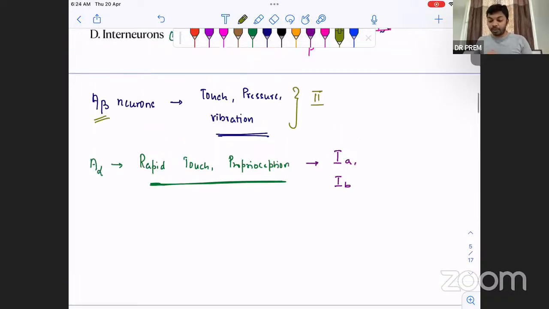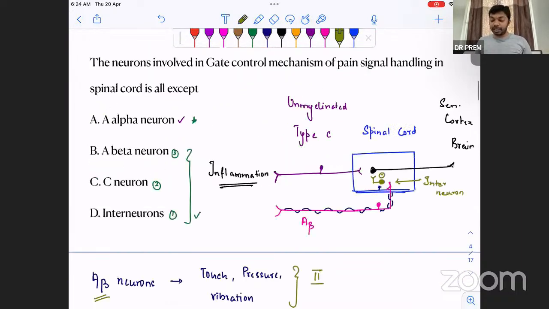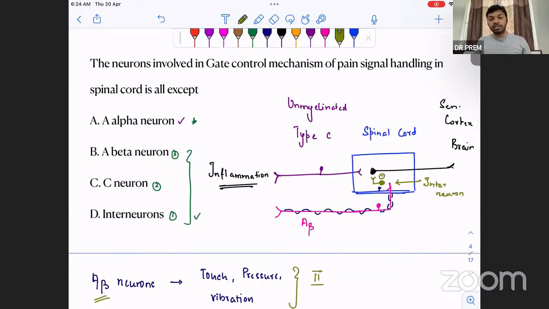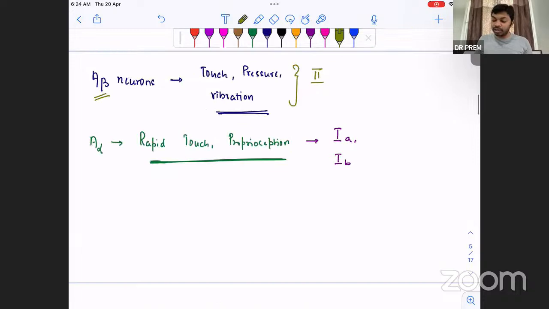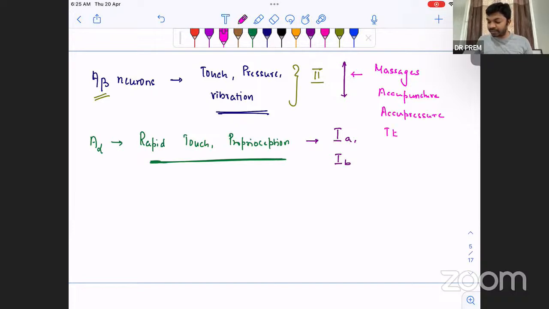All right, people. Now, when it comes to gate control theory, you need to be very familiar with the logic, basics, everything. So what are all the methods with which we are going to use this gate control theory, and take the patient's pain off? We make the patient stay free from the pain. It is essentially done by massages, acupuncture, acupressure, as well as a method called TENS. Very important.